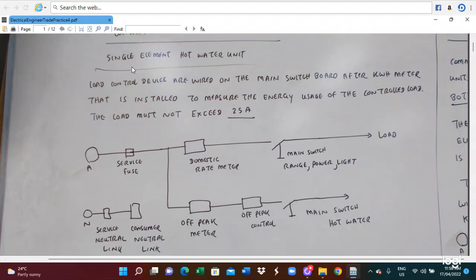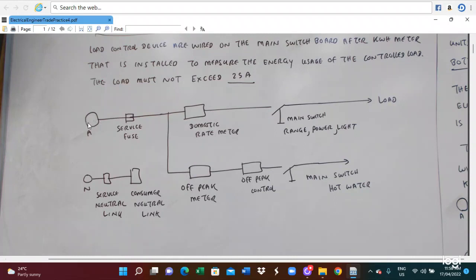Single element hot water unit. All the load control devices are wired on the main switchboard after the kilowatt hour meter, which is installed to measure the energy usage of the controlled load. The load must not exceed 25 amps. Here is the supply point and service fuse. This is the domestic rate meter, and here the main switch is connected to the load.